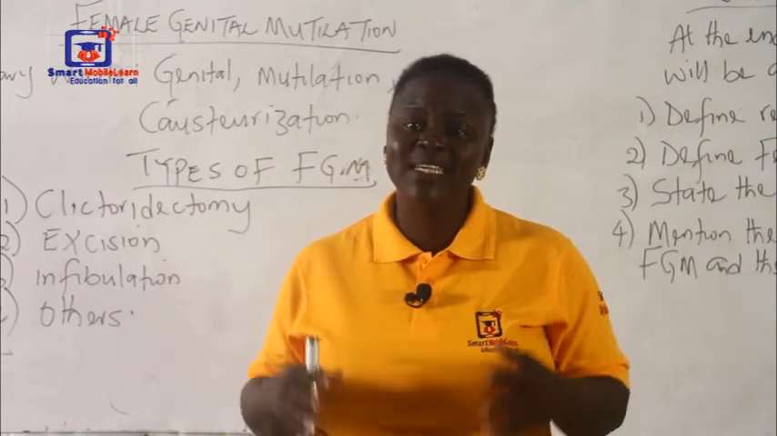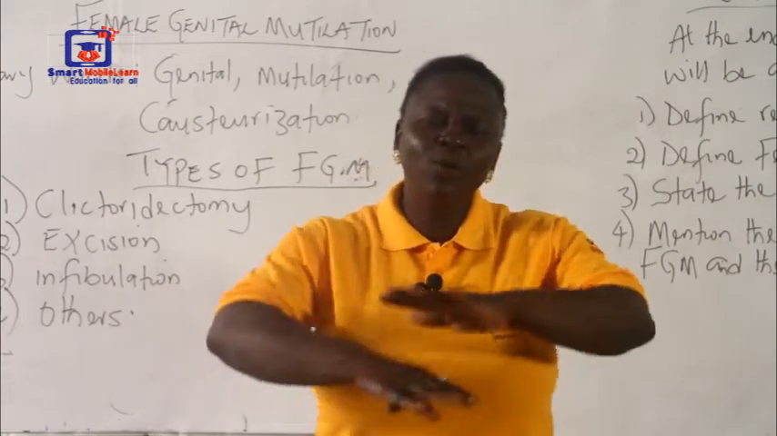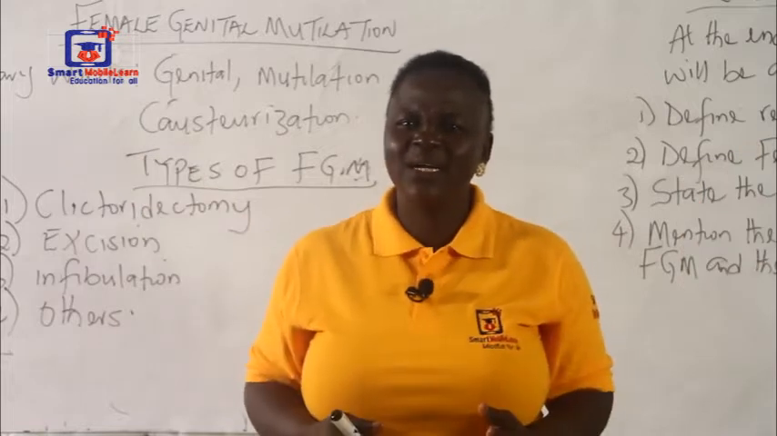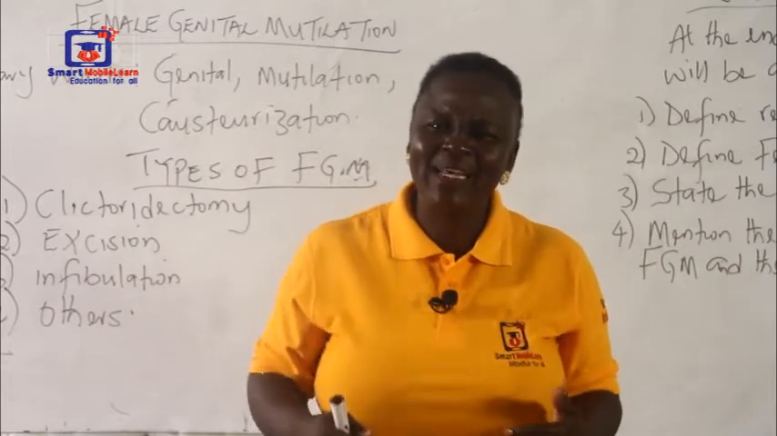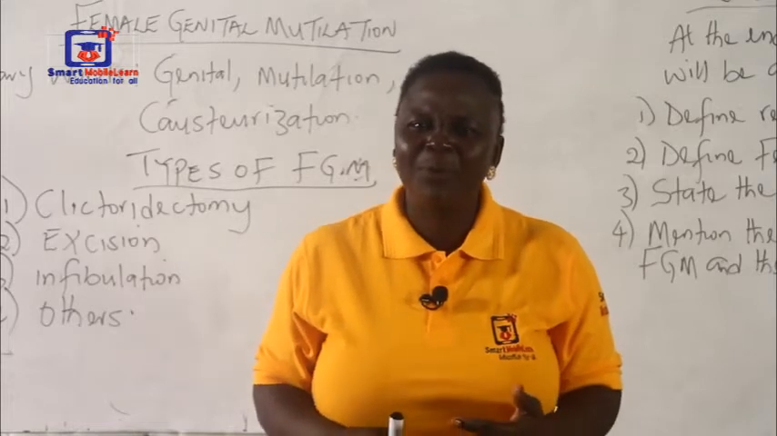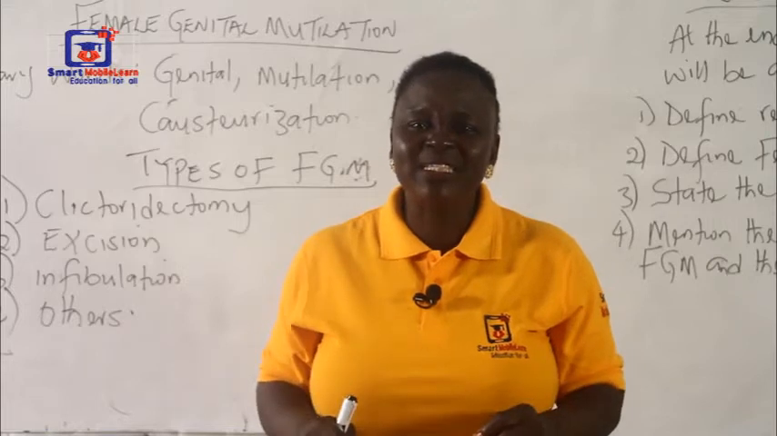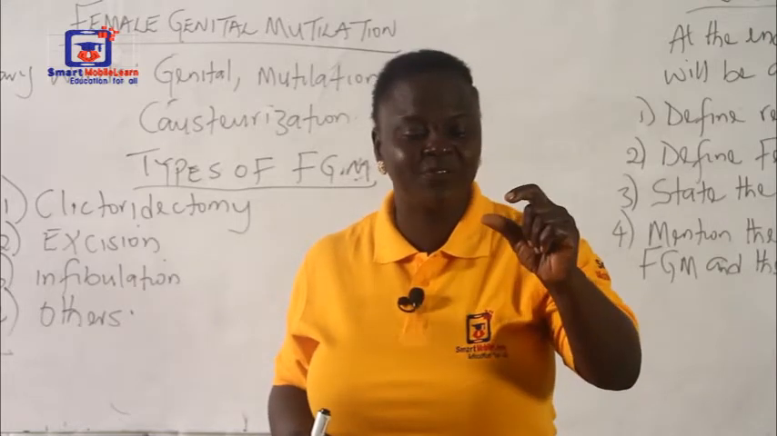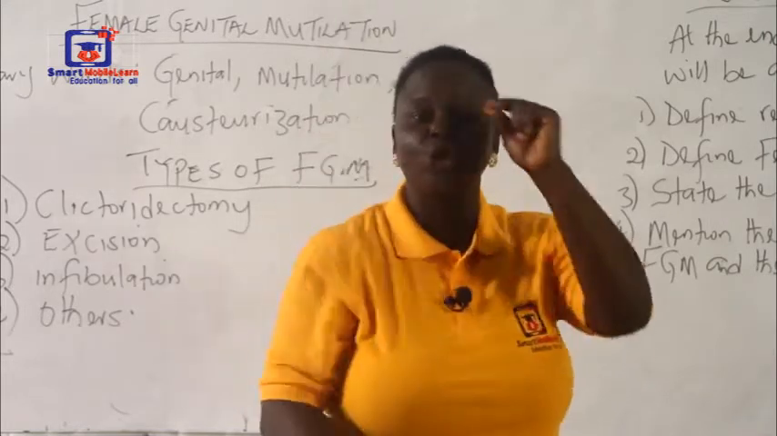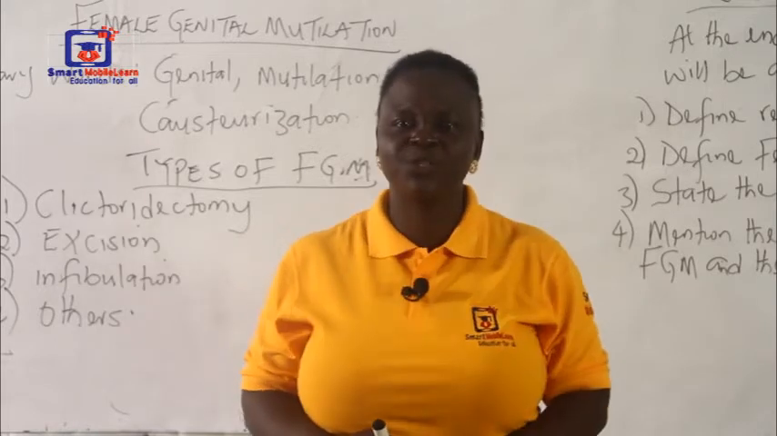The girl child is made to sit down or lie down where everyone is gathered, using unsterilized instruments like blade, knife, name it. She is made to lie down, and the clitoris is held between the index finger and the thumb, and it is cut off. The girl is left to bleed. By the time we get to the effects, we will know that.